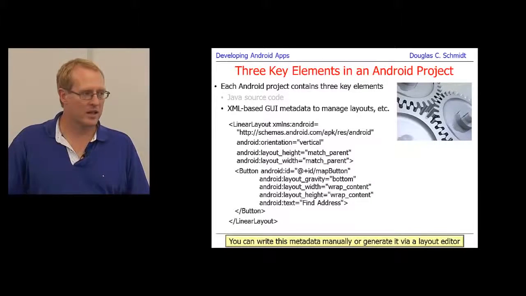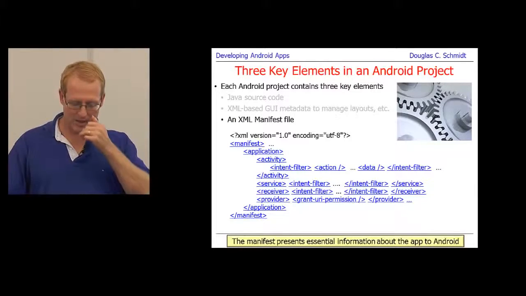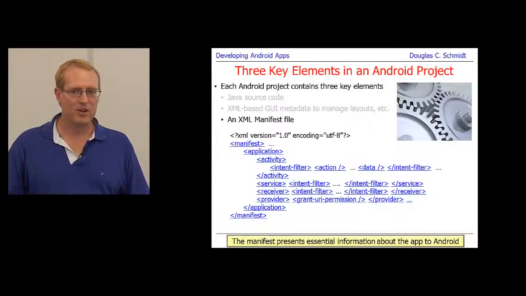So these would include things like buttons and radio groups and edit views and text views and edit text and all these different kinds of things. Once again, you can either write this yourself or you can use the layout editor. We'll talk more about that. And then finally, we have something called the manifest file, which is a really fascinating part of Android.